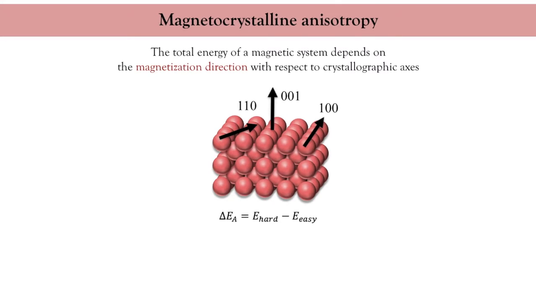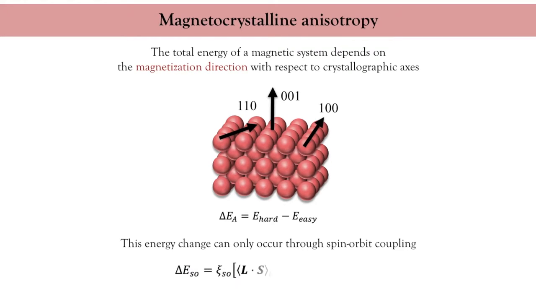Where does this anisotropy come from? In the previous slides, we have seen that the crystal symmetries lift the degeneracy of the cubic orbitals. In a sense, the information about the crystal symmetries gets imprinted on the orbitals. Since these orbitals couple to the spin moment through spin-orbit coupling, the consequence is that the total energy of the system depends on the magnetization direction. The magnetic anisotropy energy is usually defined as the energy difference between the case where the magnetization lies along the hard axis and the case where the magnetization lies along the easy axis.